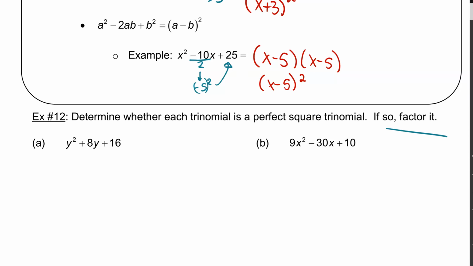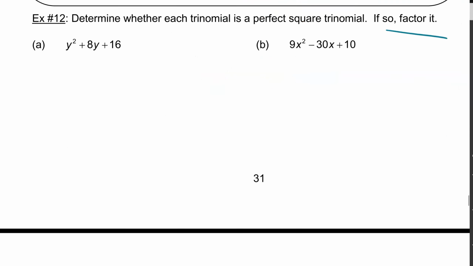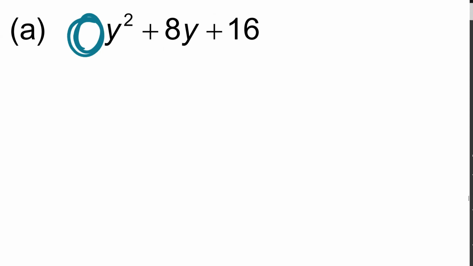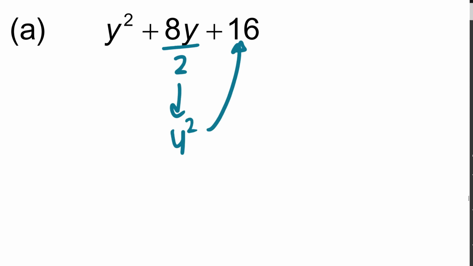So that's my quick and dirty trick of showing how to do it. For this first one, you have to make sure your coefficient in front of the x squared is 1. This is 1. So I divide by 2, I get 4, square 4, you get 16. I don't know what adds.